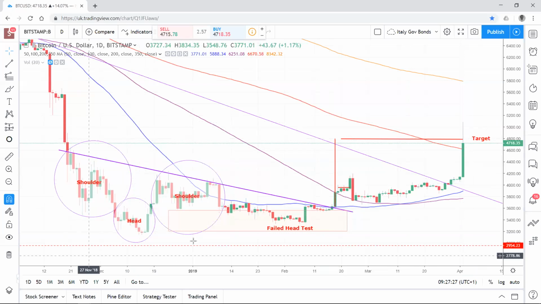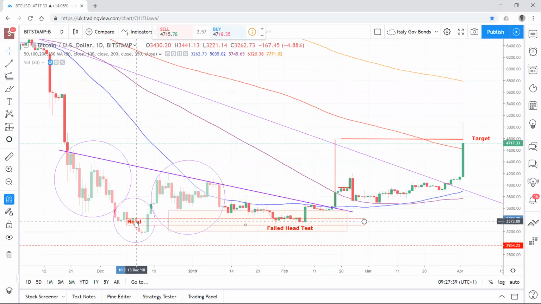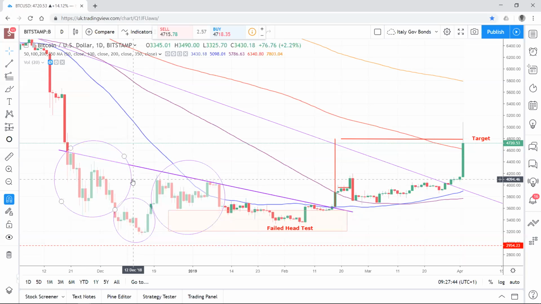But this inverted head and shoulders has now played out. So that's actually finished with now, and I can get rid of that. So let's just delete this, clear up the chart. There we go.